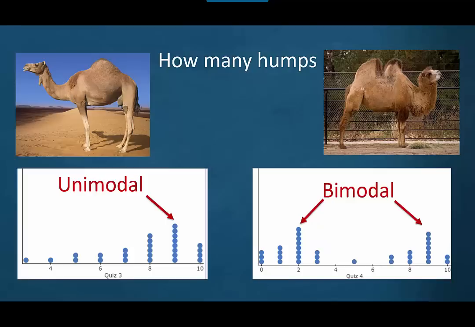Because you recall, when we are describing distributions, we need to describe the shape, the center, and the spread of the distribution at least. And these are some ways we can describe the shape.